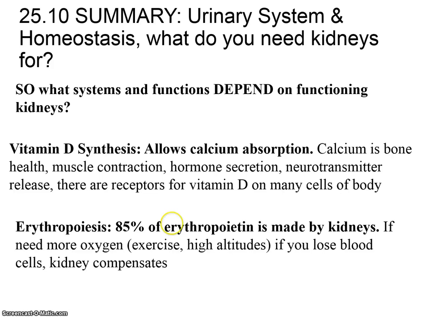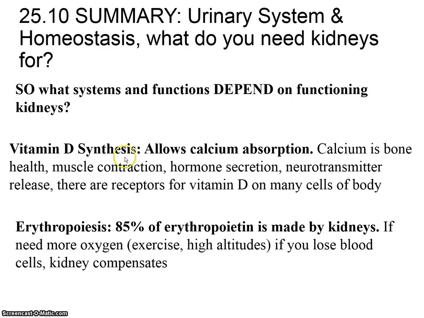All right? In summary, in the last part of this chapter, the urinary system and homeostasis. What do you need your kidneys for? We're just recapping everything again. We've gone through all the mechanisms here, and we're just reminding you in the end what was important, because we've been so detail-oriented in this chapter. So what systems and functions depend on a functioning kidney?